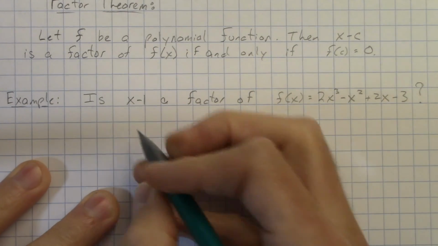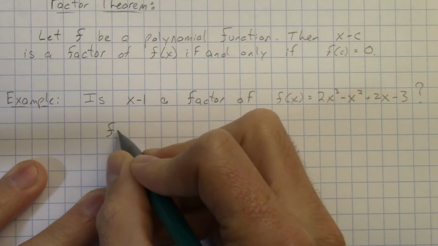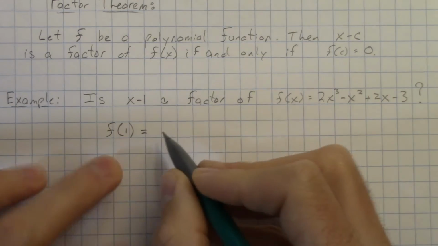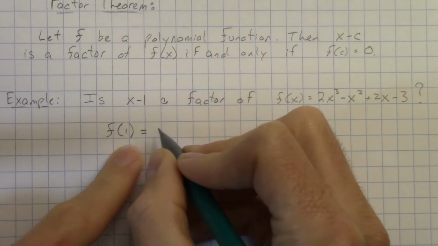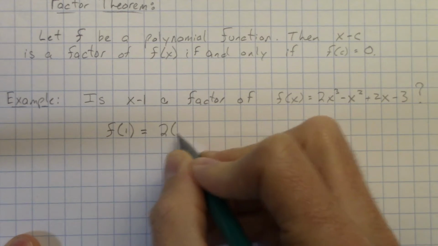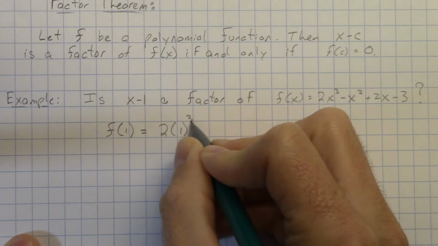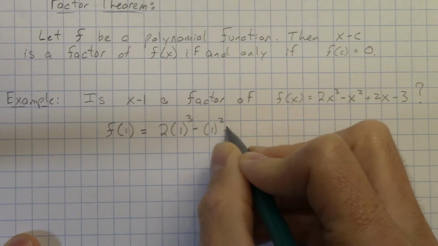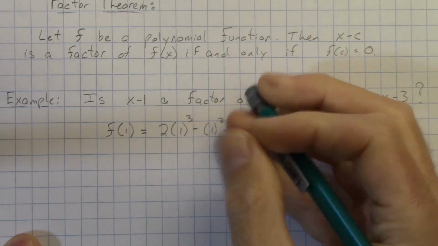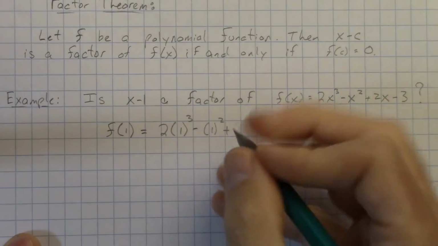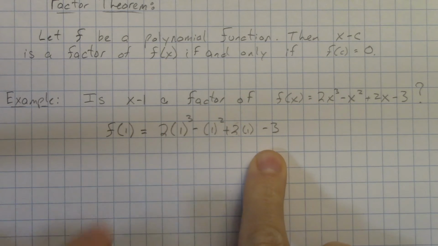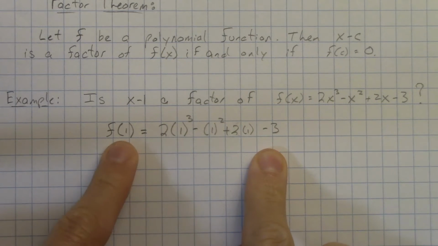So this factor theorem is saying if it's a factor, then f of 1 will equal 0. Right? So we got to figure out if that's actually true. So I'm plugging in 1, by substituting every x is going to be replaced with 1. And I'm going to evaluate. This is going to save me tons of time in the future, right?